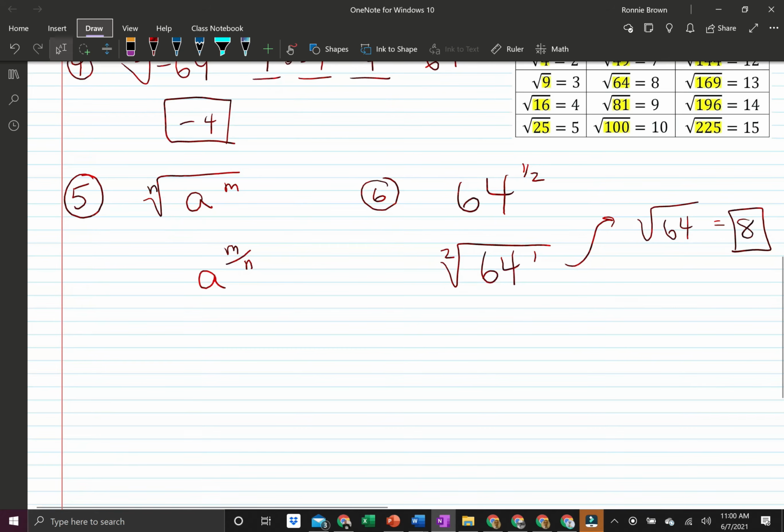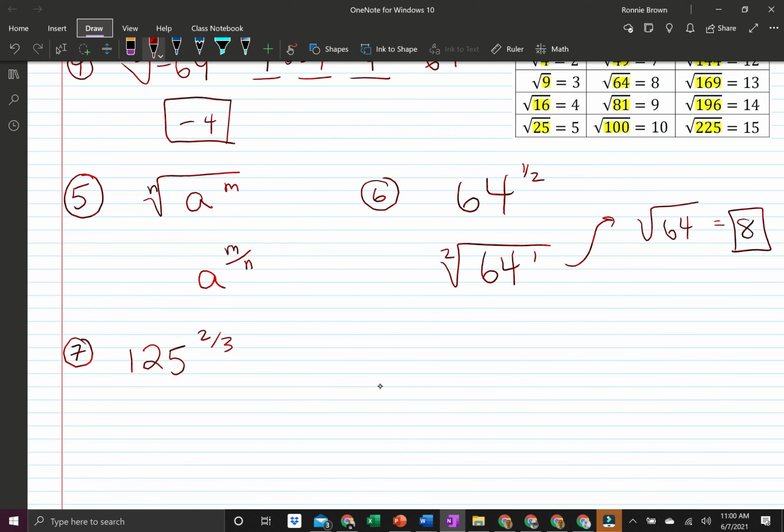All right, how about another example? Let's see if we have something like this. 125 to the 2/3 power. All right, again, we have a rational exponent, so we can very well rewrite this with a radical. So I'll write 125, and now it's a matter of looking at our definition and saying to ourselves, okay, where do we place the numerator? Where do we place the number in the denominator?